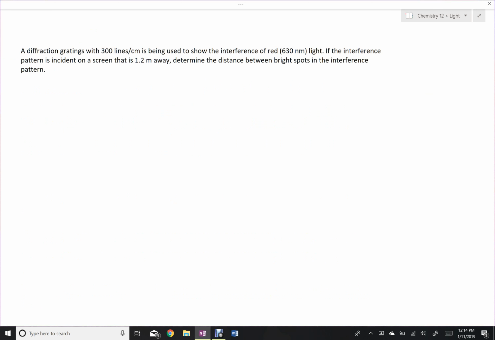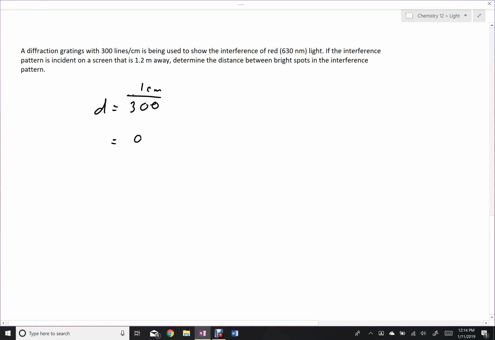So a diffraction grating with 300 lines per centimeter is being used to show the interference of red light, 630 nanometers. If the interference pattern is incident on a screen that's 1.2 meters away, determine the distance between the bright spots. So D: 300 lines in each centimeter. So 1 centimeter divided by 300 lines will give me the distance in between the individual ones. So 0.01 divided by 300.